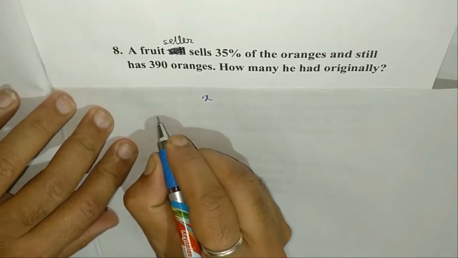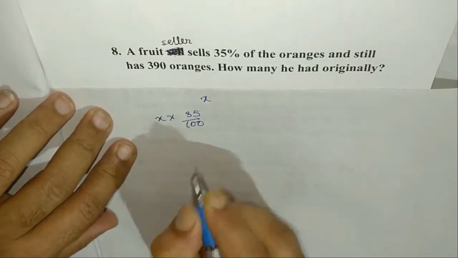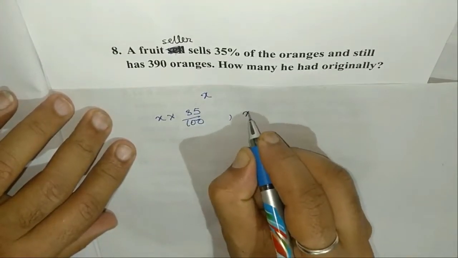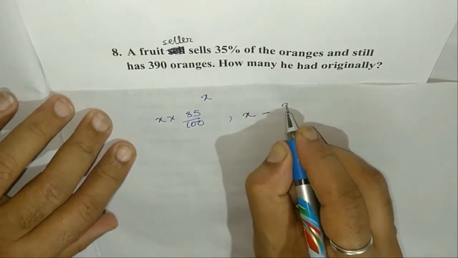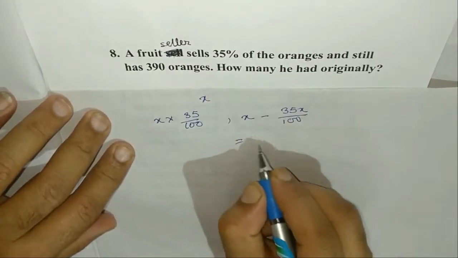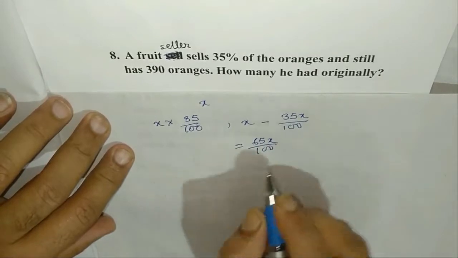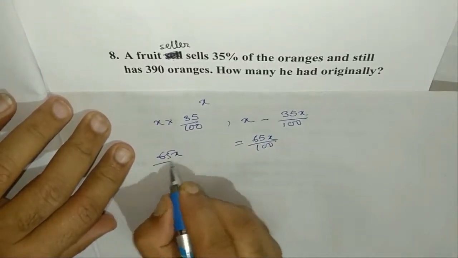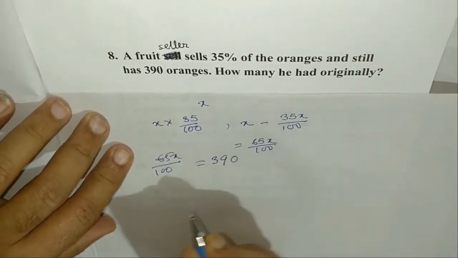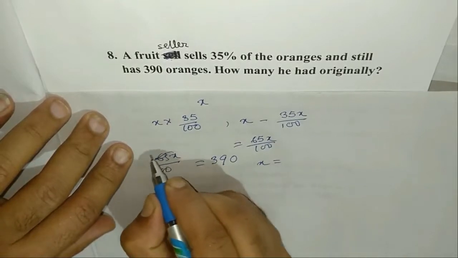So let us assume he had x oranges initially. So how many he has sold? 35%. So x into 35 by 100. So this is these many oranges he has sold. So that is nothing but 35x by 100. So how many is remaining oranges? x minus 35x by 100 is equal to 65x by 100. So as per the statement, these remaining oranges are equal to 390. So we can write 65x by 100 is equal to 390.